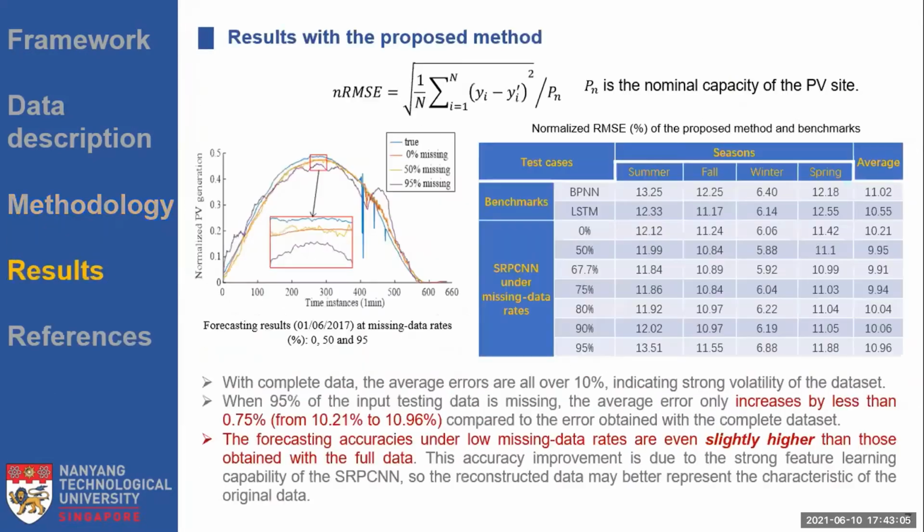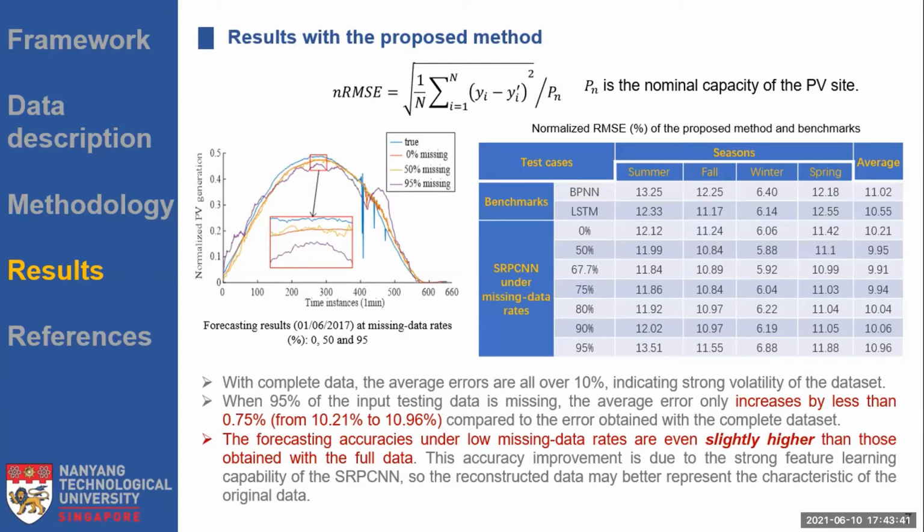So to summarize, the two advantages of the neural network are, one is the training speed, and the second one is the good approximation ability due to being free from the gradient descent training process. This slide shows the results with the proposed method. We use the normalized root mean squared error as the metric to evaluate the performance of the proposed method.